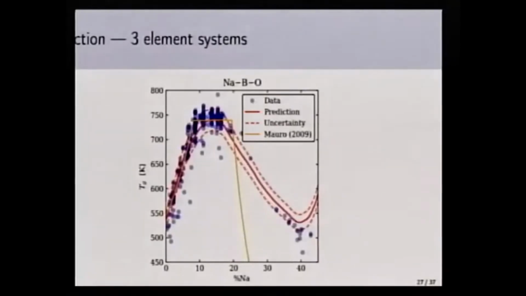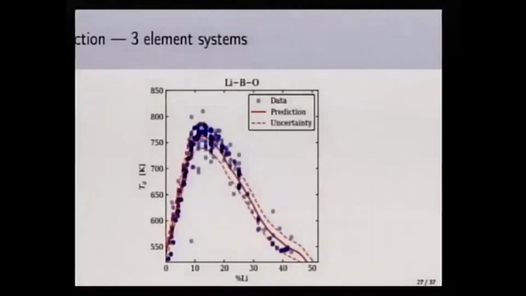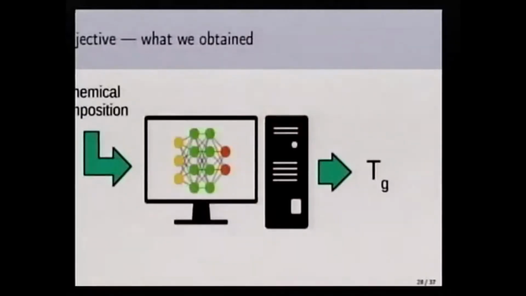I find this plot fascinating. And just to show you that the boron anomaly was captured for other systems, here is for lithium and boron, right? Here is a network predicting the boron anomaly. So we were quite happy. And of course, this is the result. We now have a neural network where you can throw in some chemical composition, and it's really fast. It gives you the TG. Great. This is what we got.